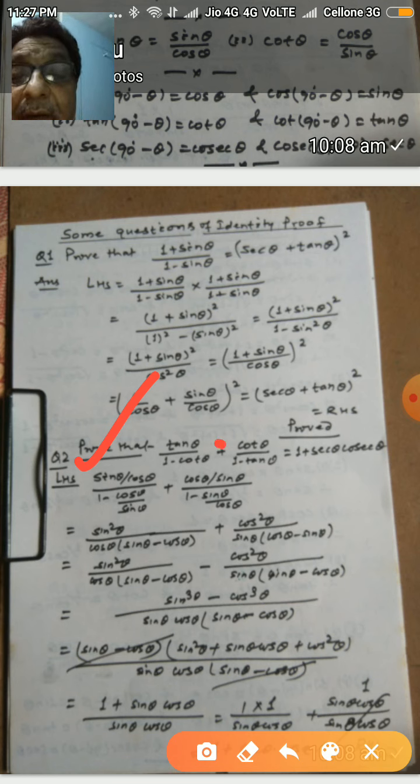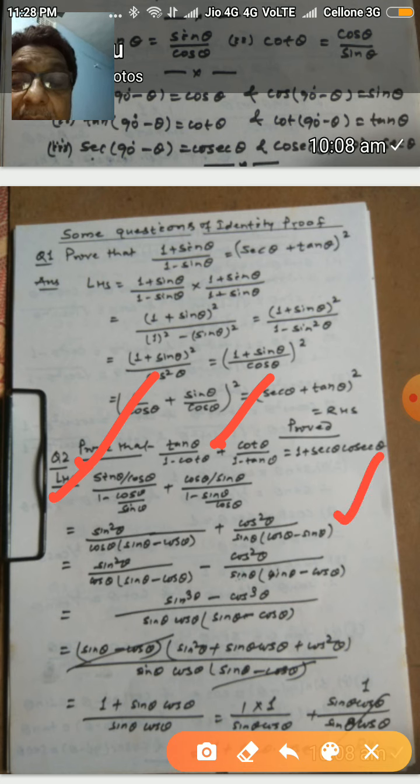That's why we have changed tan theta to sin by cos divided by 1 minus cot theta, where cot theta is cos theta by sin theta, plus similarly cot theta, cos theta by sin theta, by 1 minus tan theta, where tan theta is sin theta by cos theta. Now taking the LCM in the denominator and simplifying, we get sin square theta by cos theta bracket sin theta minus cos theta plus cos square theta by sin theta bracket cos theta minus sin theta.